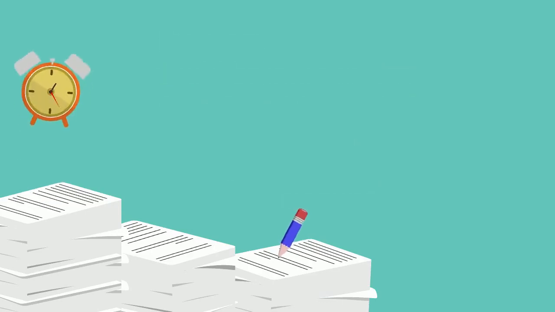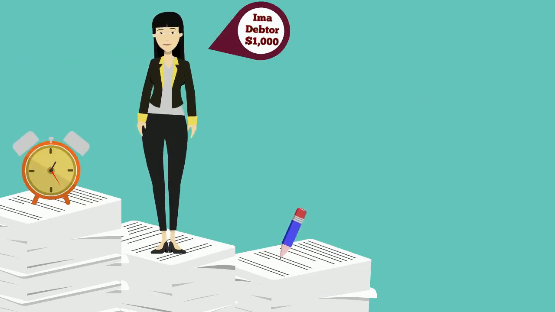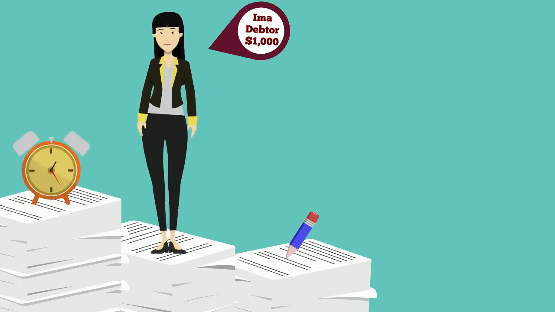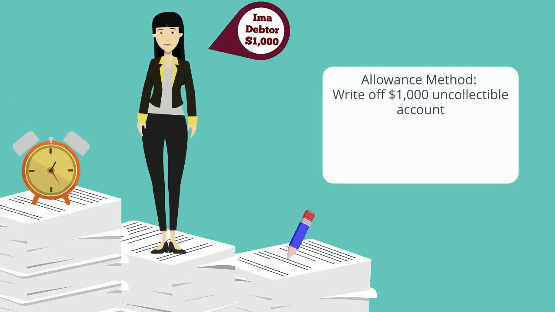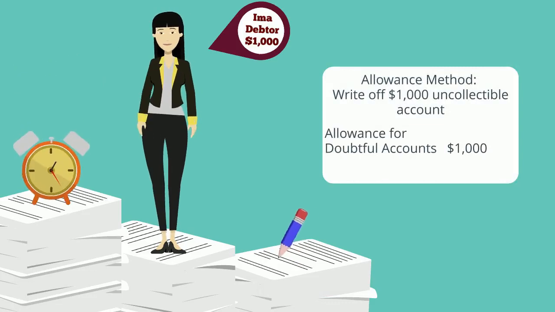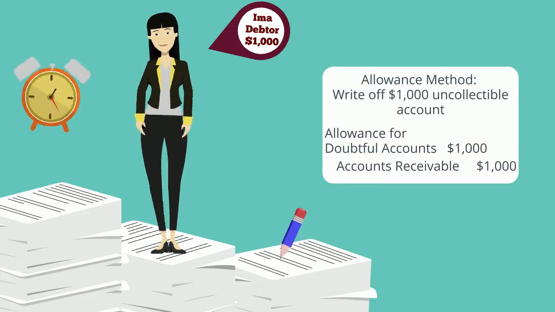Let's go back to our customer, Ima Debtor, that never paid that $1,000 account. We've determined that particular account is uncollectible. Using the allowance method, we still want to write that particular account off, and we have the allowance account ready for any write-offs. We would debit allowance for doubtful accounts for $1,000 and credit accounts receivable for $1,000.